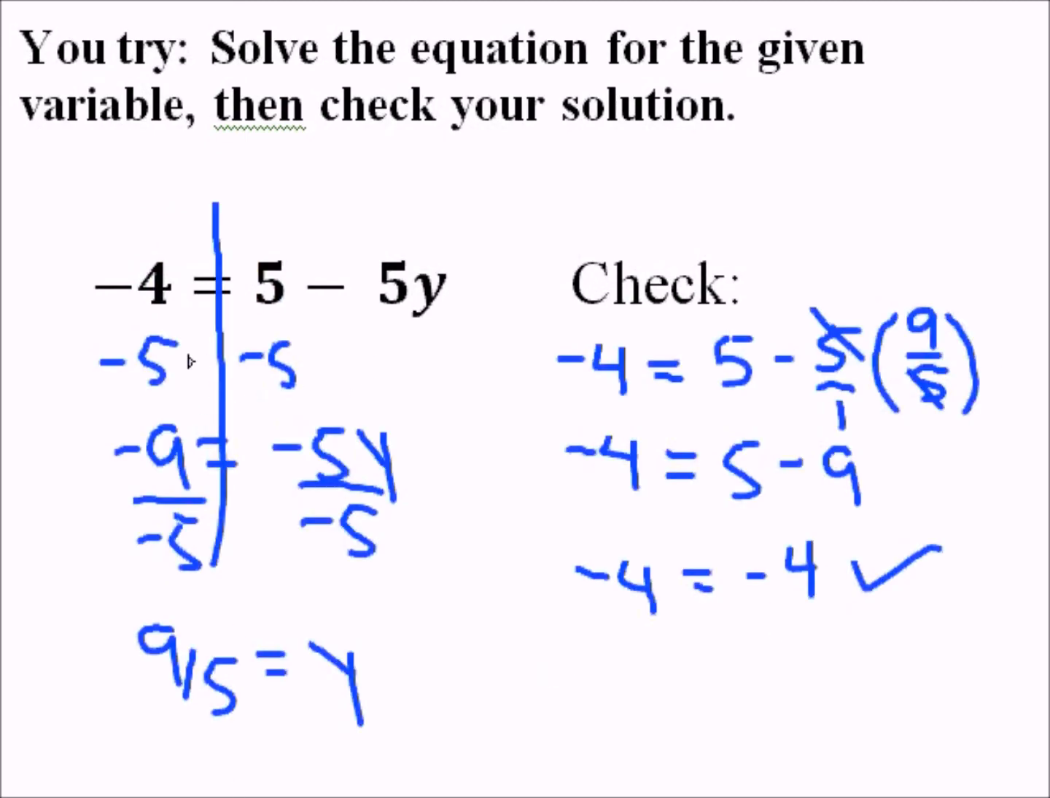Alright, I subtracted 5 from both sides first, then divided both sides by negative 5, giving me a positive 9 over 5 equals y. When I check my solution, I had to put 9 over 5, cross-reduce, got negative 4 equals 5 minus 9, and negative 4 equals negative 4, which checks out.